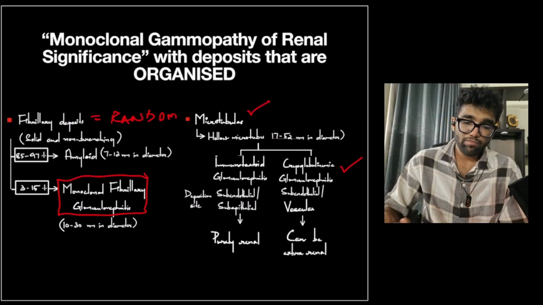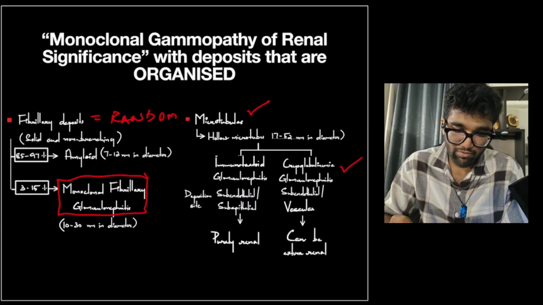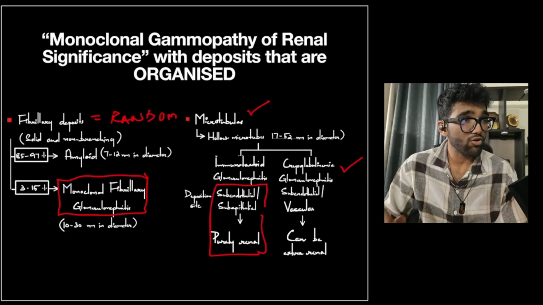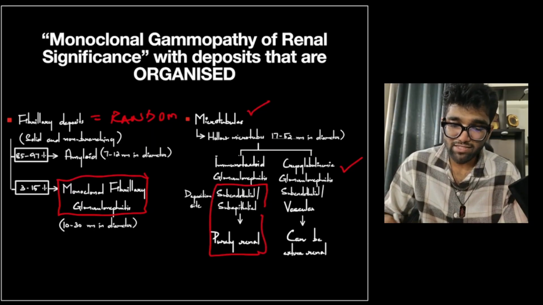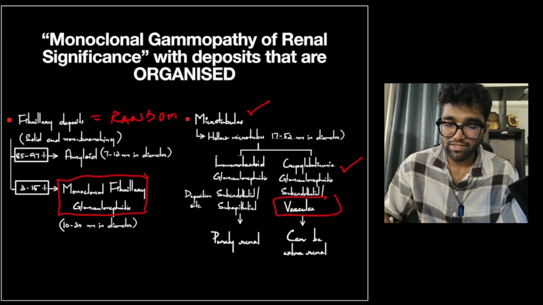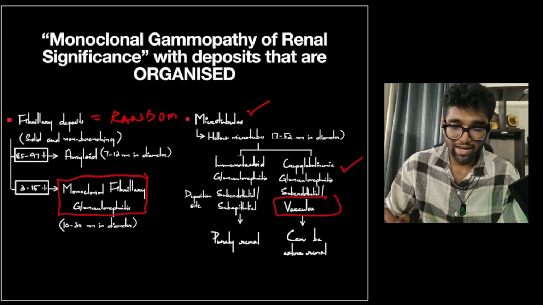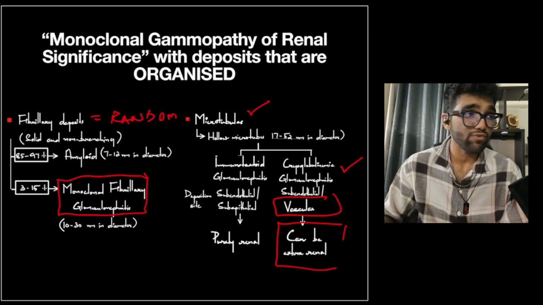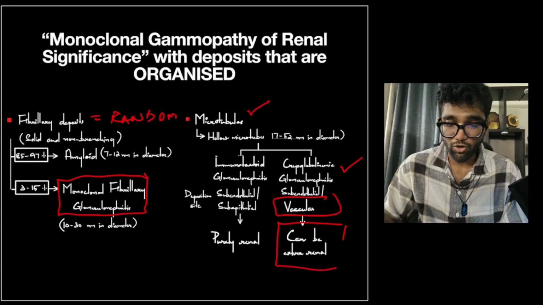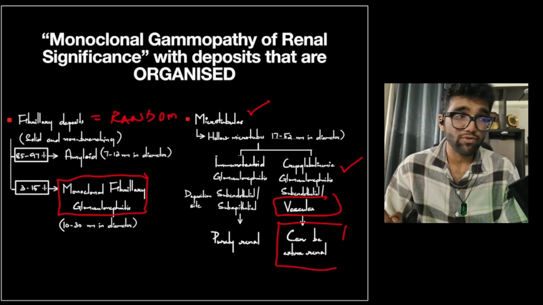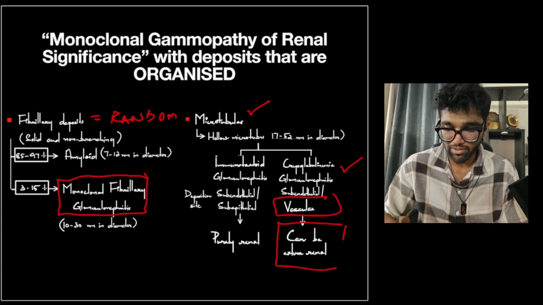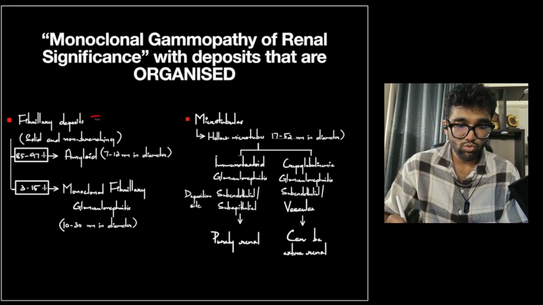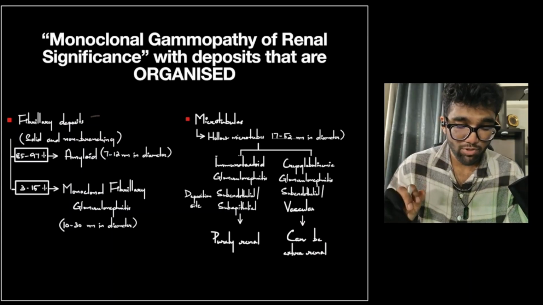Now, the thing is that immunotactoid glomerulonephropathy is a pure glomerular disorder, whereas we know very well cryoglobulinemia causes a vasculitis. So cryoglobulinemic vasculitis occurs, and it also gets deposited along vascular vessels, and naturally it can affect extrarenal tissues, which we know very well from the classic triad of cryoglobulinemic vasculitis, which includes peripheral neuropathy, arthropathy, and glomerulonephritis. So these are the two types of organized deposits that we've talked about till now.